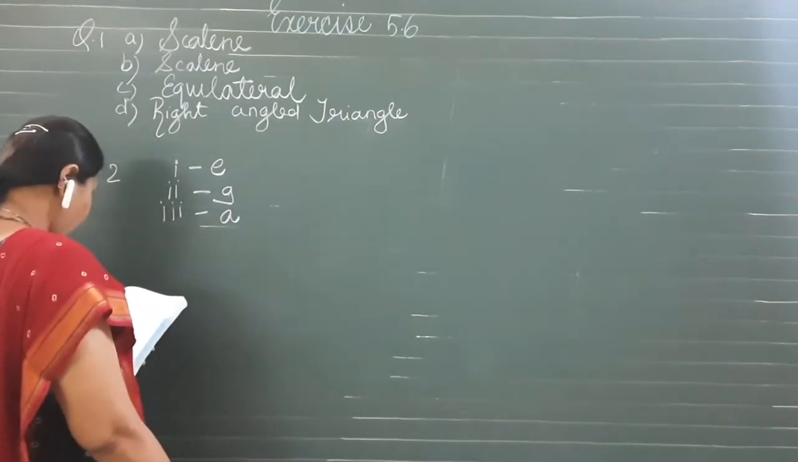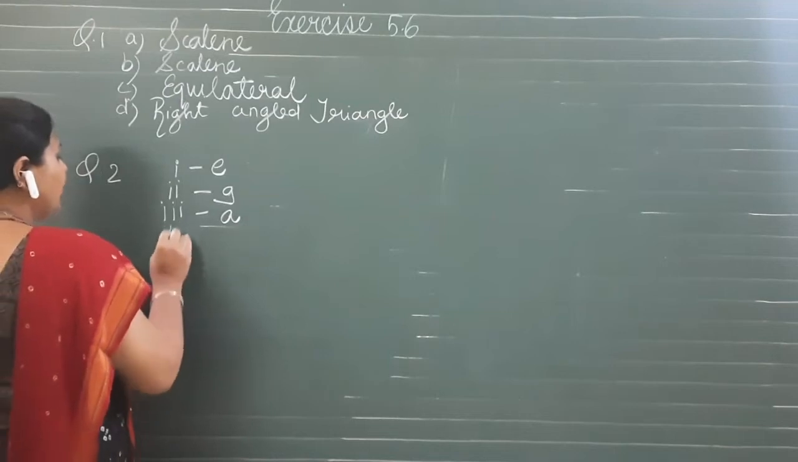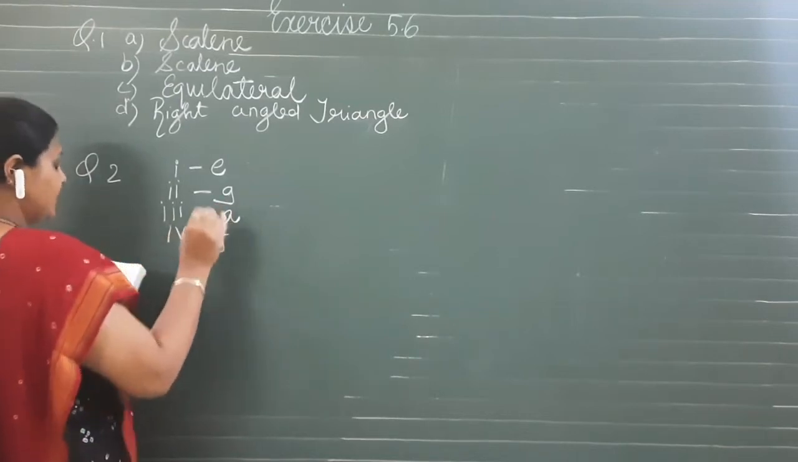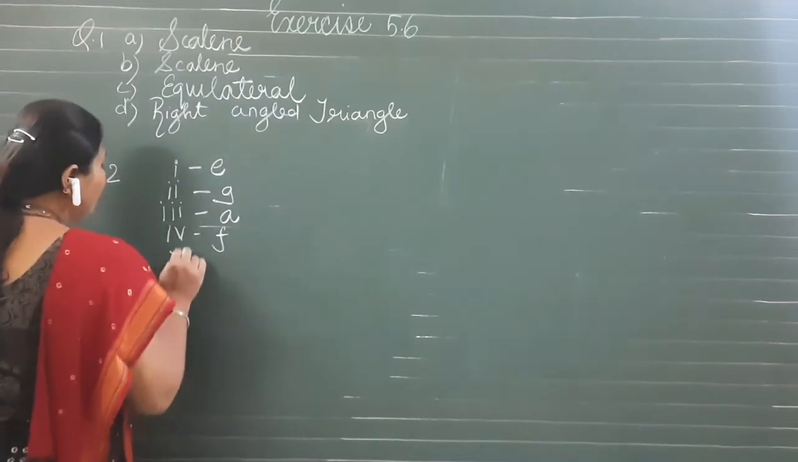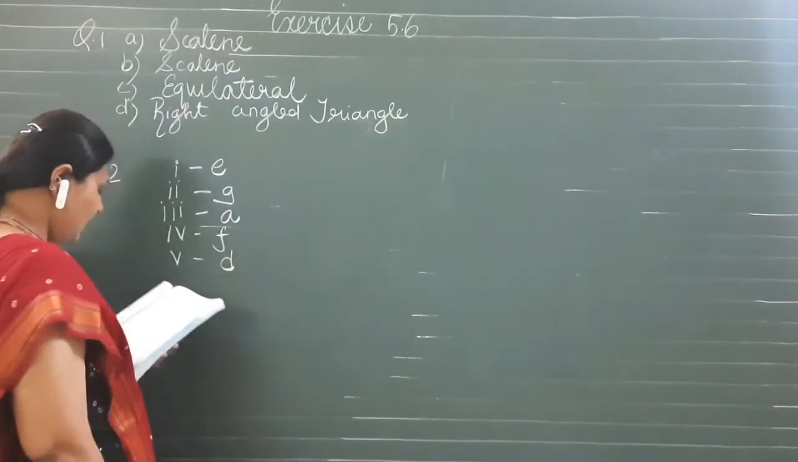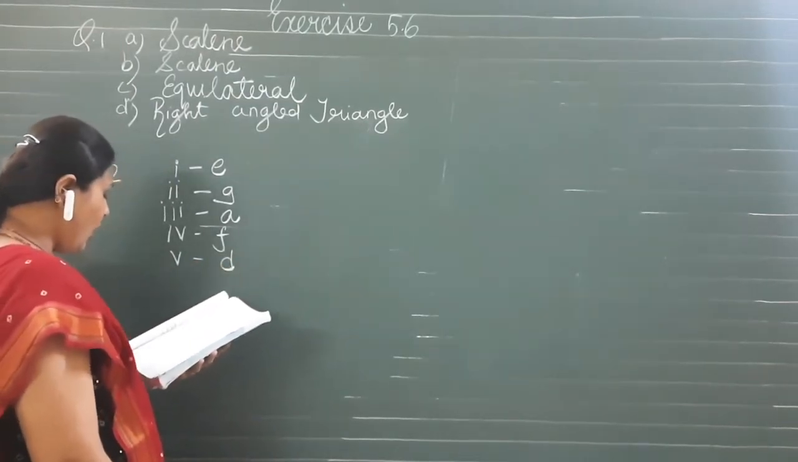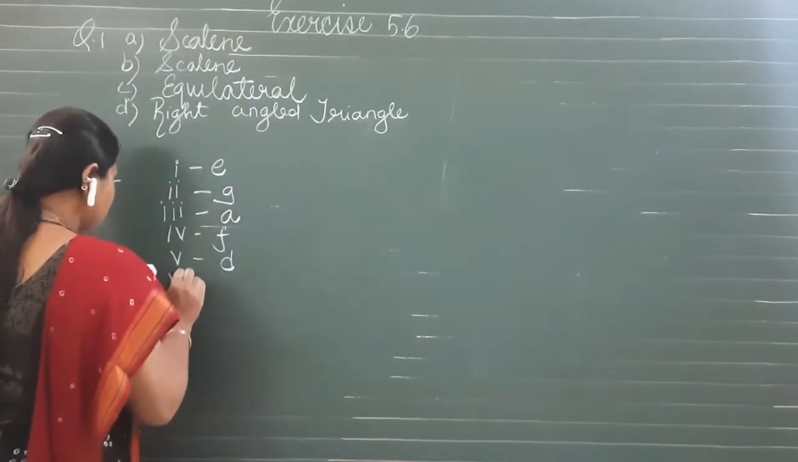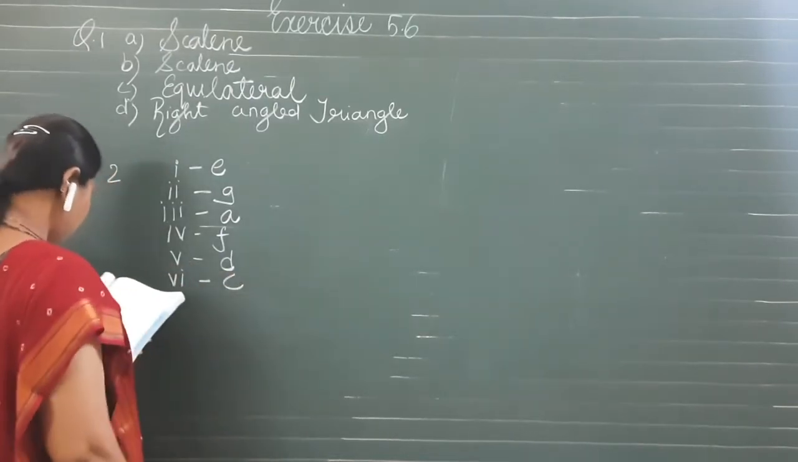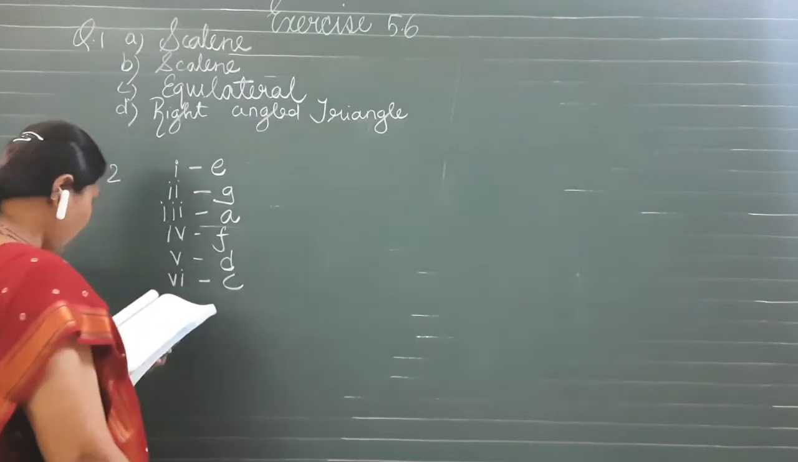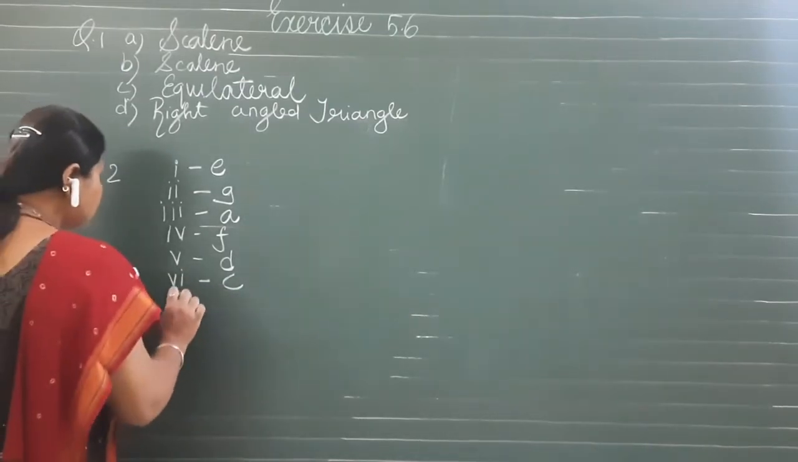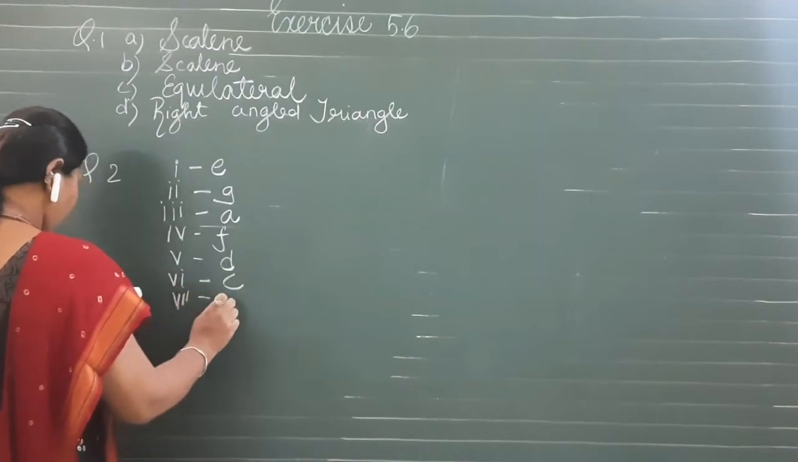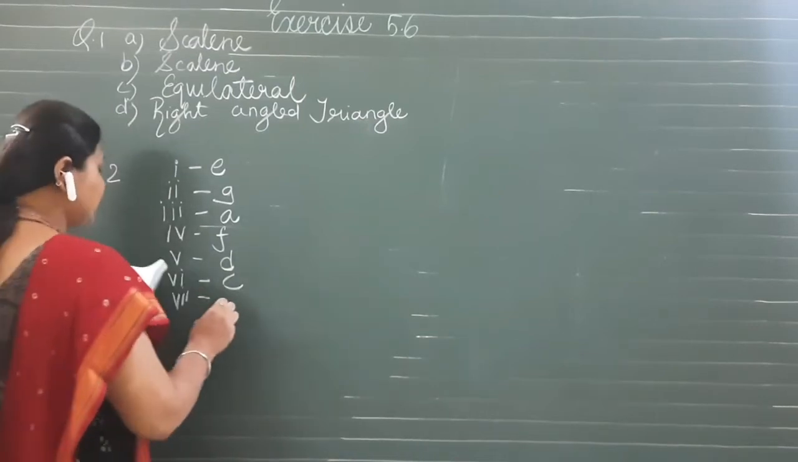Next, three acute angles. So it is an acute angle triangle. So it is F. Same way, one right angle. So it's option B, right angle. One obtuse, that is option C, obtuse angle. Last, one right angle with two equal sides, that is an isosceles right angled triangle, and the option is B.